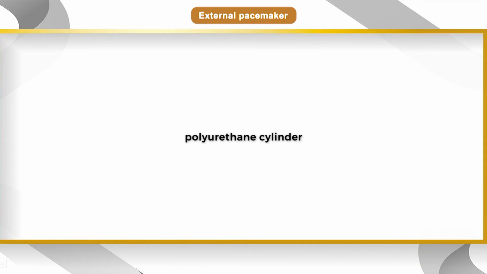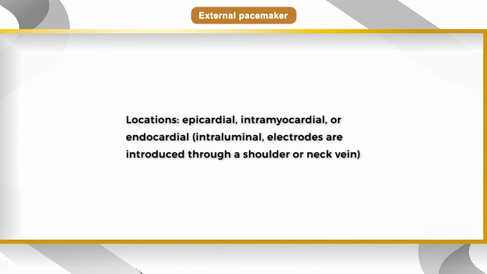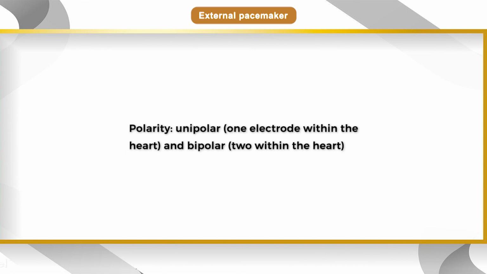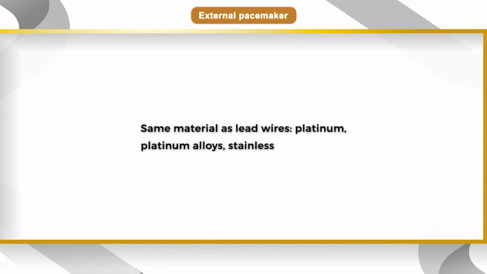Polyurethane cylinders are used. Electrodes and locations: the location of these electrodes is epicardial, intramyocardial or endocardial. Polarity: unipolar has one electrode within the heart, and if we use bipolar, there are two electrodes within the heart. The material of these electrodes is platinum alloy, stainless steel, carbon, titanium, etc.